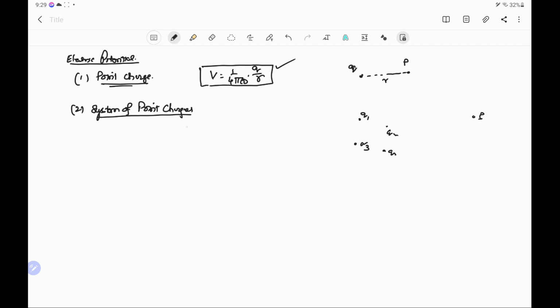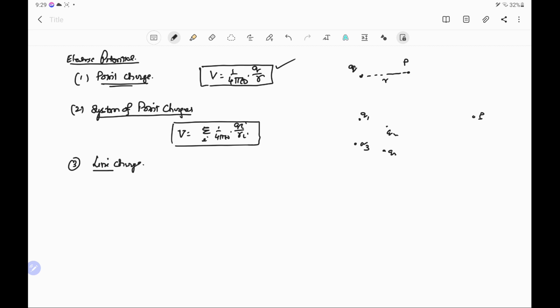That means we can write potential V due to n number of point charges equal to summation over i of 1 by 4 pi epsilon naught Qi by Ri. And here we have to take the algebraic sum. That means we have to use charges as positive if they are positive charges, and negative if charges are negative. Third, we have to find the potential due to a line charge.